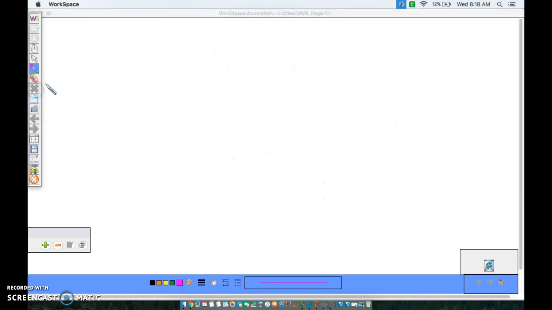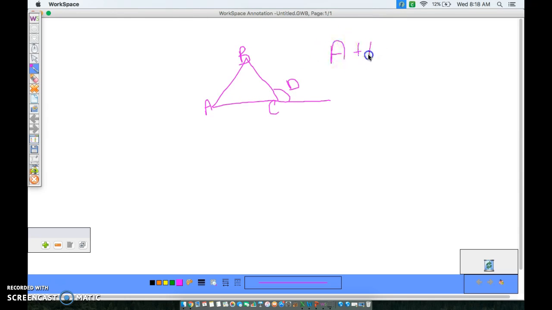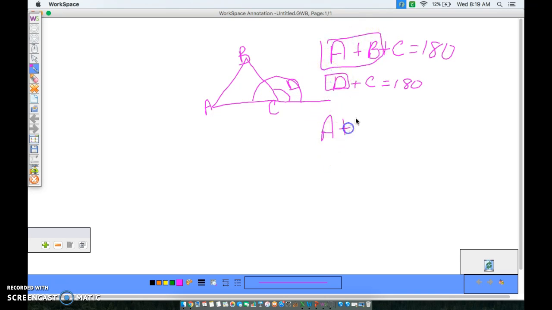Okay, let's talk about exterior angles. I have my triangle. If I extend a side, that becomes my exterior angle. So we'll call this A, B, C, and we'll call our exterior angle D. Remember we said that A plus B plus C equaled 180, and that D plus C equaled 180 because they are supplemental angles right here, which means that if we set A plus B and D equal to each other, then that gives us our exterior angle theorem, that A plus B equals D.